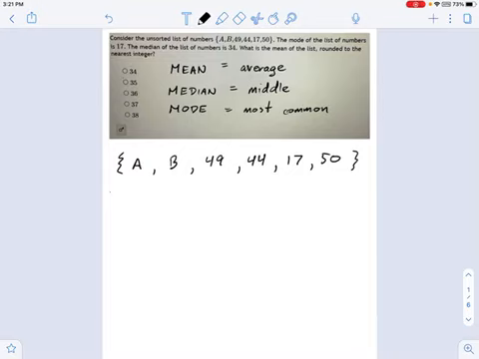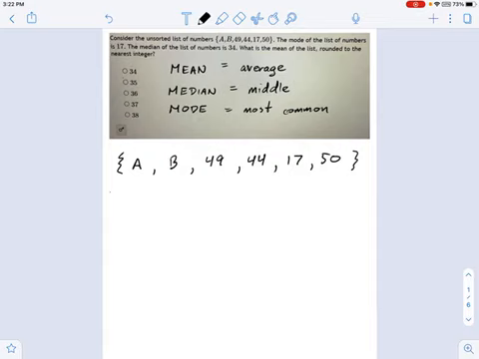In this problem, we're going to go through the definition of mode, median, and mean to try and figure out what we're looking for: the mean of a list, rounded to the nearest integer. So take this list that we have: A, B, 49, 44, 17, 50. They're numbers that are not sorted, okay?